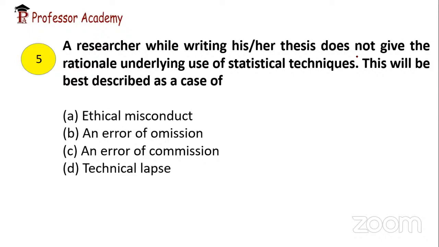So he has excluded why he has used it. This is a part of exclusion. He did not reveal why he has used that particular statistical technique. So definitely it is something to be included, but he or she has excluded it. So that will be, as per the definition we have seen, the error of omission. So we can conclude that the given answer is error of omission.